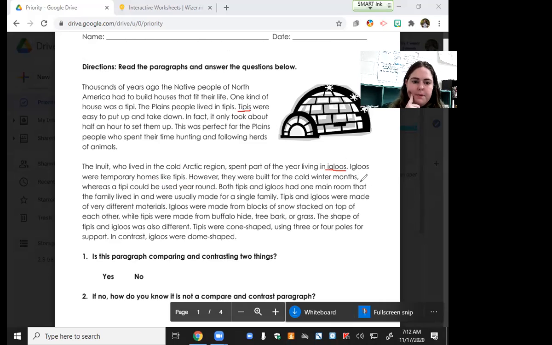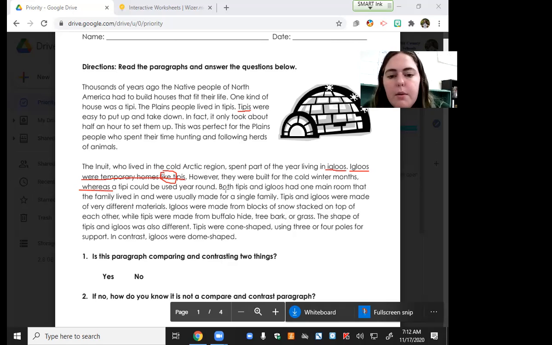So igloos were temporary homes like teepees. See, like, we use that word. However, they were both built for the cold winter months. So igloos were built for cold months, whereas a teepee could be used year round. So whereas is a good word.